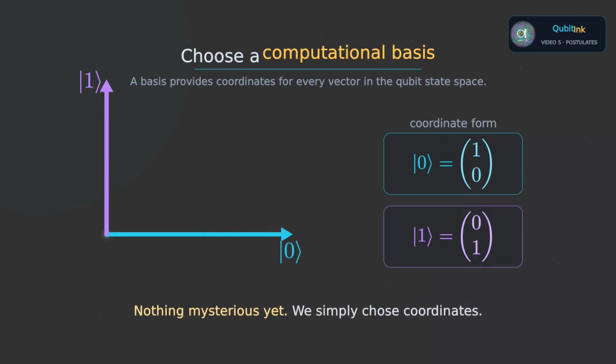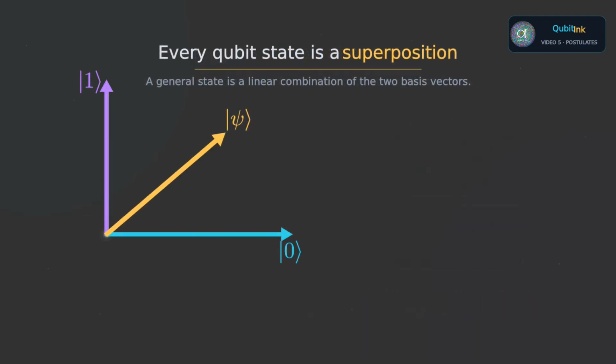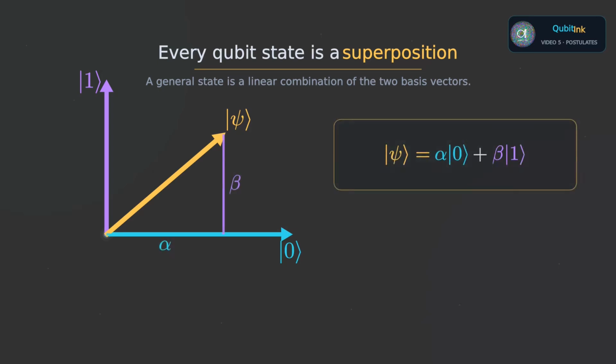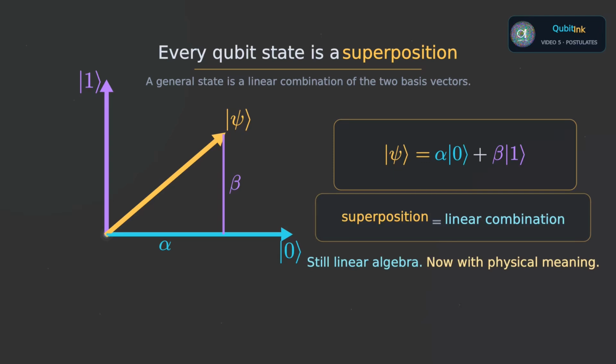Nothing mysterious has happened yet. We have simply chosen coordinates for a two-dimensional complex vector space. Once that basis is chosen, every qubit state can be expressed as a linear combination of those two basis vectors. We usually write the coefficients of that combination as alpha and beta. This is the mathematical meaning of superposition. It does not mean that we have abandoned linear algebra. Quite the opposite. Superposition is simply the statement that a vector may contain components along more than one basis direction. Quantum mechanics then tells us how that vector should be interpreted physically.